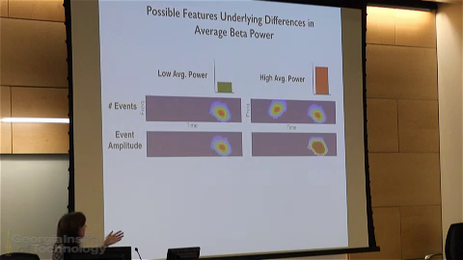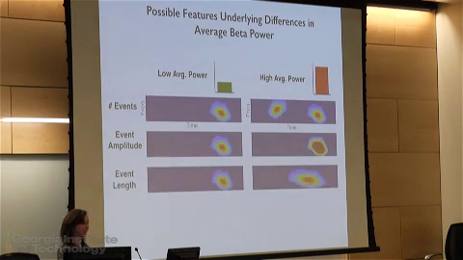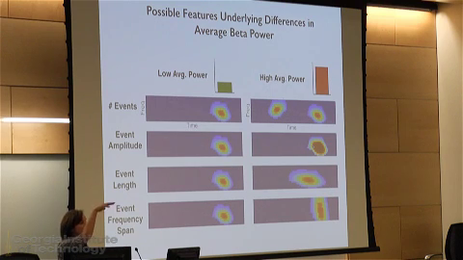It could be that the amplitude of these events was bigger. In this case, again, I'd get low average power. In this case, I'd get high average power. It could be that these events get longer in duration, or it could be that they get longer in frequency span. Any one of these could underlie the functionally relevant differences that we see. And so we ask the question, which is it?